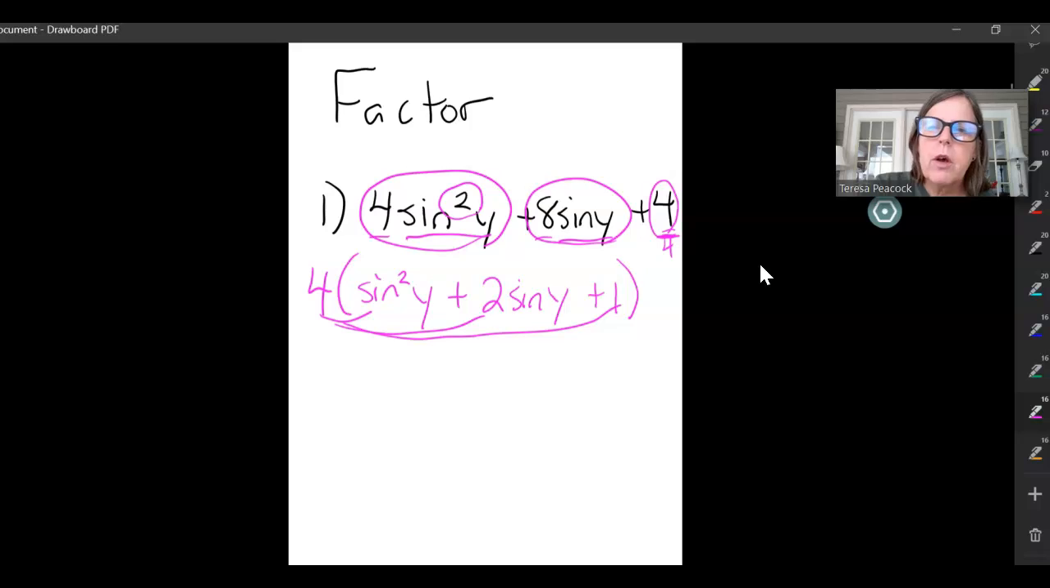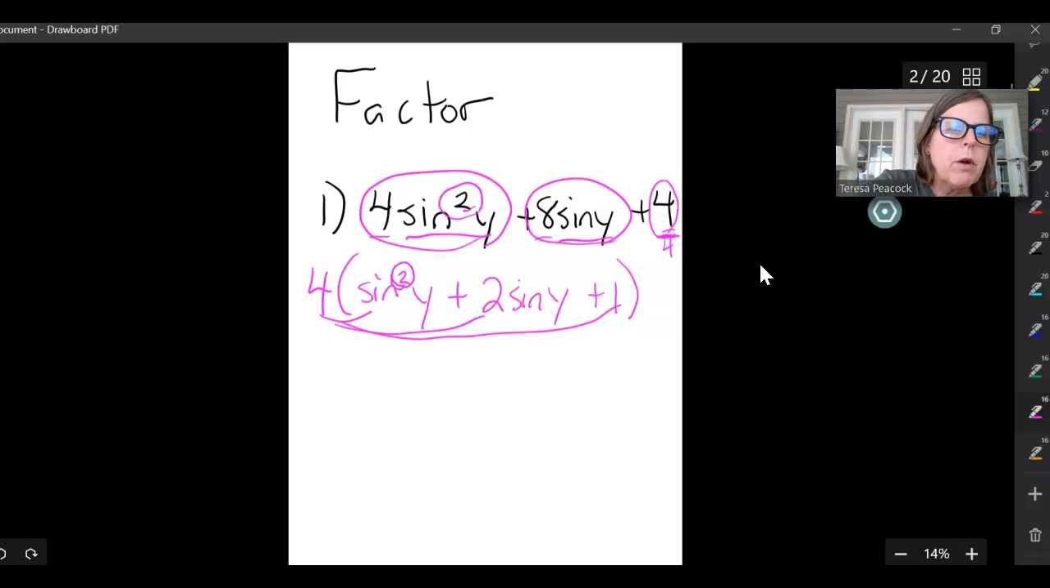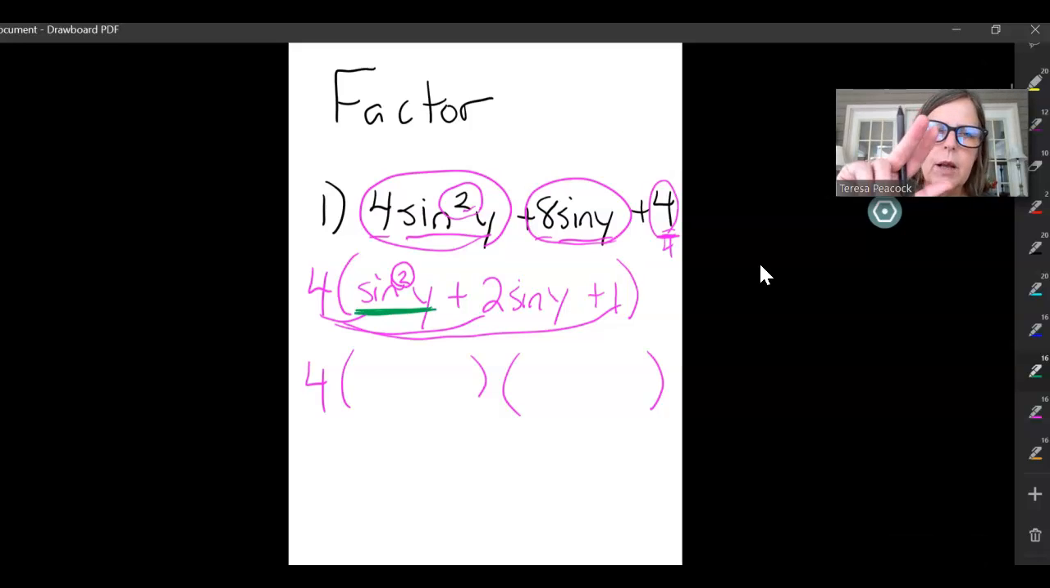Okay? Now, you're not done because you still have a square here. So if we still have a square there, we want to try to break it down further. Generally, if we have a trinomial, we put 2 sets of parentheses up here. And the first step is to try to figure out how to get sine squared y. To get sine squared y, that means you have 2 sines. We can put a sine y here, and we can put a sine y here.